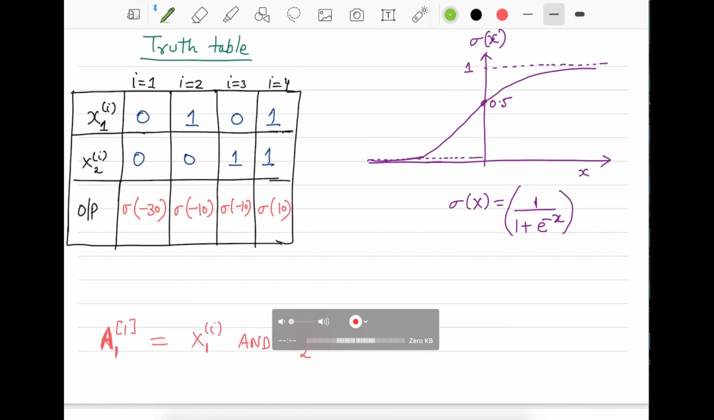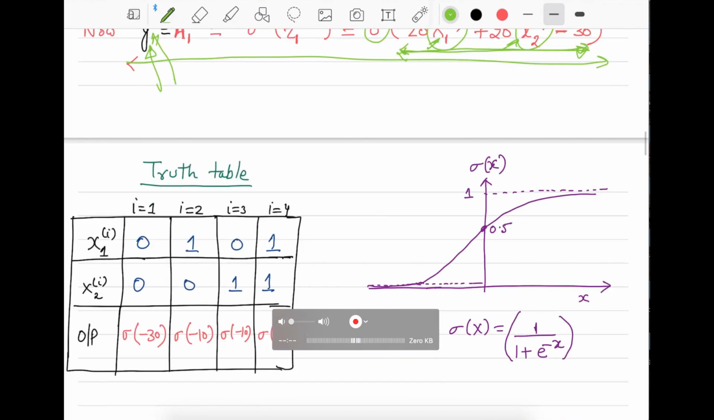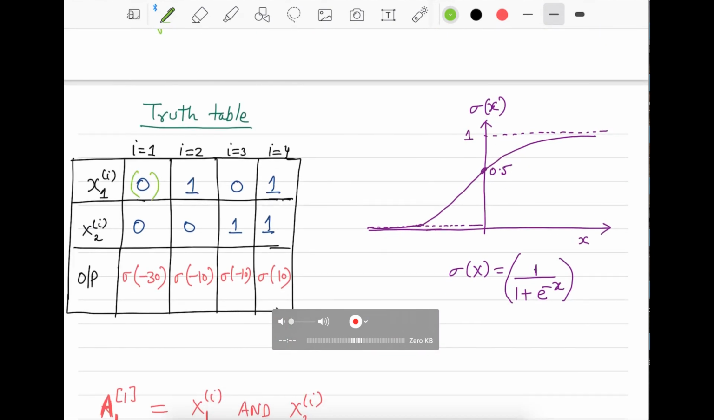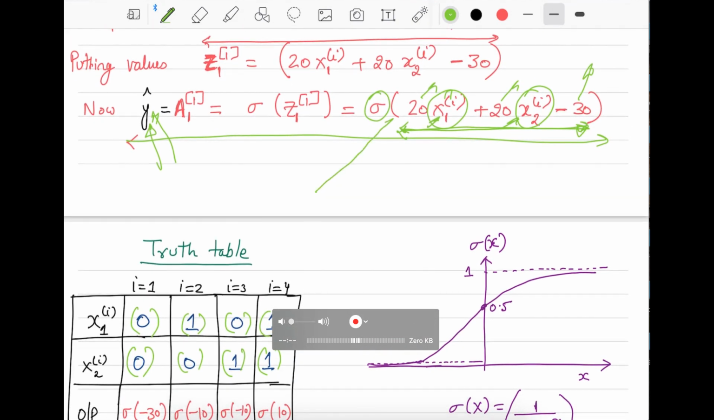Okay. So once we have this, this is the expression that you have, which is y hat. So if you put all these individual xi1 and xi2 values over here, the one which is given over here, then what you will find is that when xi1 is 0 and this is 0, then you will get this value, which is minus 30. In this case, you will get minus 10. In this case, you will get again minus 10. But in this case, you will get plus 10. So this you obtained through substituting the values of xi in this equation.